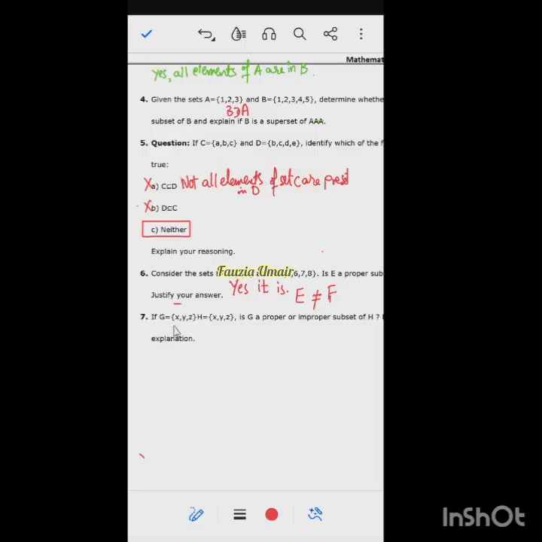So now this one: if G is XYZ and H is XYZ, is G a proper or improper subset of H? Improper, because both are the same. Why? Because G is equal to H. The 2 sets are equal, so they are called an improper subset. So this explanation is more than enough to justify your answer, right? So any confusion till this point?